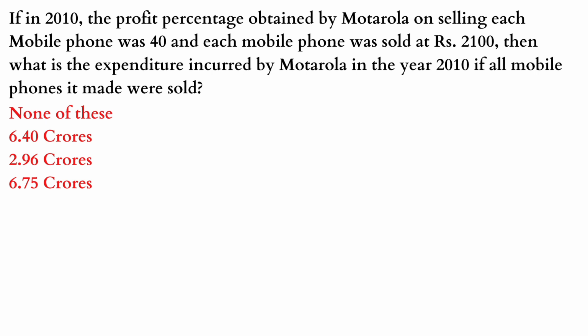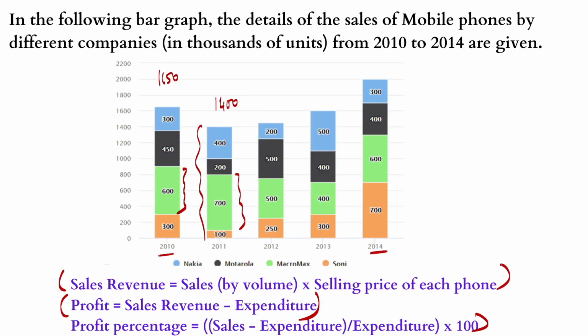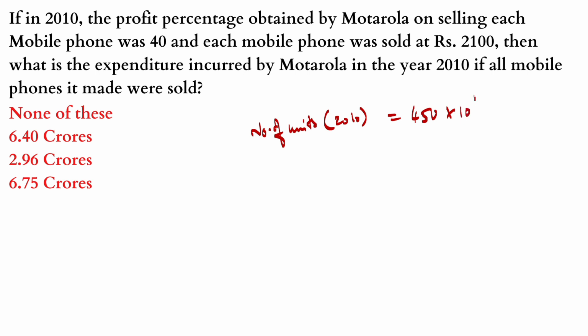If in 2010 the profit percentage obtained by Motorola on selling each mobile phone was 40, and each mobile phone was sold at rupees 2100, then what is the expenditure incurred by Motorola in the year 2010 if all mobile phones it made were sold? Okay, so the number of units sold by Motorola in 2010. So in 2010, the number of units sold by Motorola are 450,000 units. See, in 1000 units. So 450 into 10 power 3. And profit percentage is given, which is 40%. Right? And what is the selling price? Selling price is 2100.